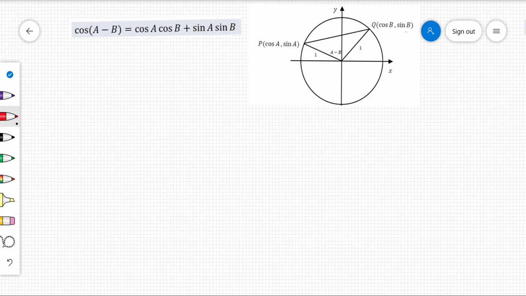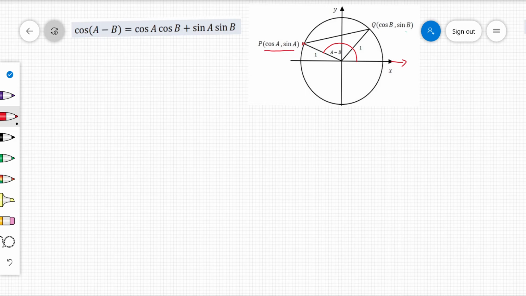Alright, looking at the diagram over here, you can see that, remembering we measure from 0 degrees over here, we've got 0 degrees all the way over to here, and that is going to be A degrees. So that point P is at A degrees, so its coordinates are cos A, sine A.